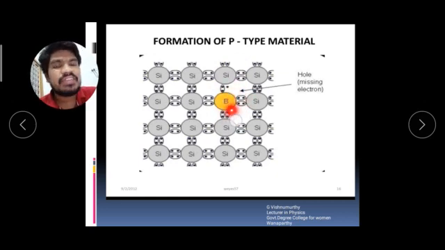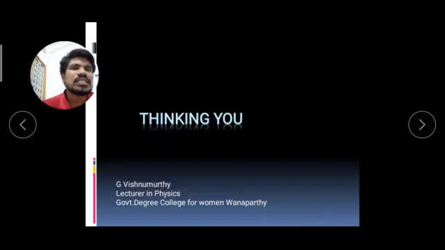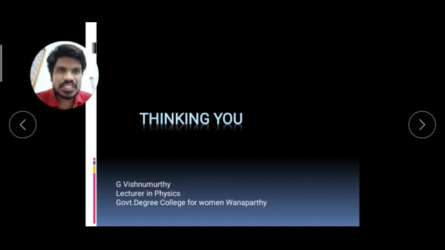That deficiency of an electron present in the boron is called a hole. That's why the P type material has a larger amount of holes and a lesser amount of electrons. The current conduction in P type material is due to holes. So this is the P type material and N type material and band theory. Thank you my dear students. Thank you very much.